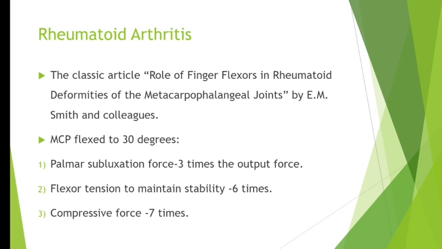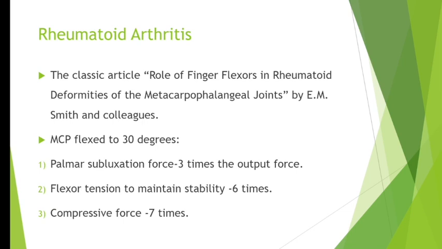So how does this mechanics help us to analyze the deformities in rheumatoid arthritis? The authors say the article, the role of finger flexion in rheumatoid deformities in the MCP joint by E.M. Smith and colleagues, is the basis of this. They have studied that whenever the MCP is flexed at 30 degrees, there are three forces acting on the MCP joint, which are the deforming forces.